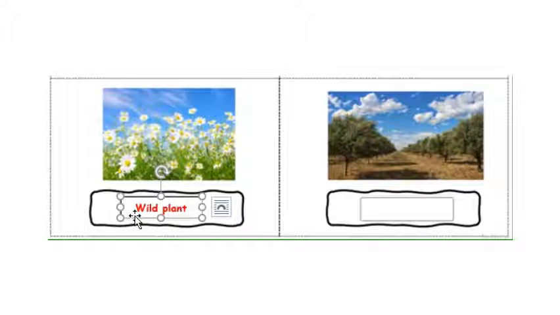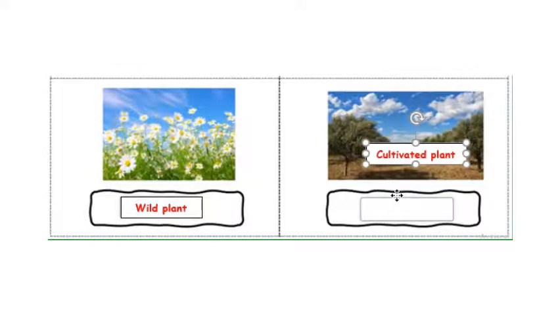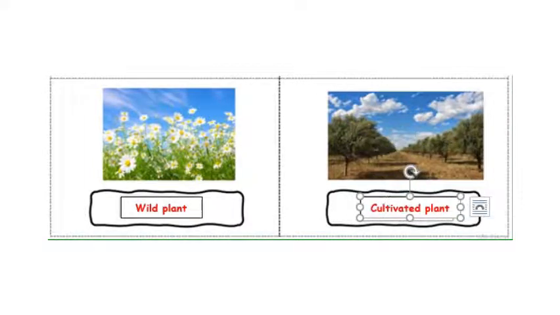The last picture shows trees. The land is so clean. There is someone caring for this field and providing the plants with what they need. So the plants shown in the last figure are cultivated plants.